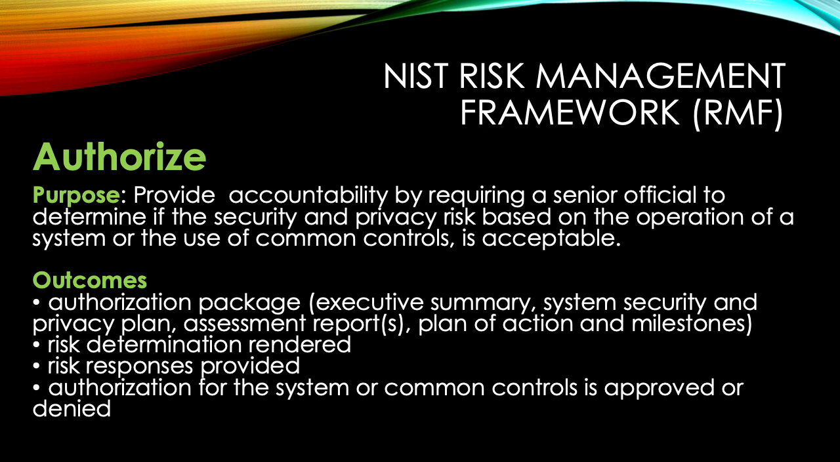Then comes authorization. Now that you've got things tried out, implemented, you've started looking at if they're working properly, you now need to assign accountability and deploy them by requiring a senior official to determine if the security and privacy risks based on the operation of the system and common controls is acceptable. What you're doing now is the outcomes are as follows. You come up with an authorization package which includes an executive summary, system security and privacy plan, assessment report, plan of action, milestones, render risk determination, provide risk responses, and ensure that the authorization is approved or denied based on your authorization package, risk determination that you've rendered, and the risk responses that you provided.